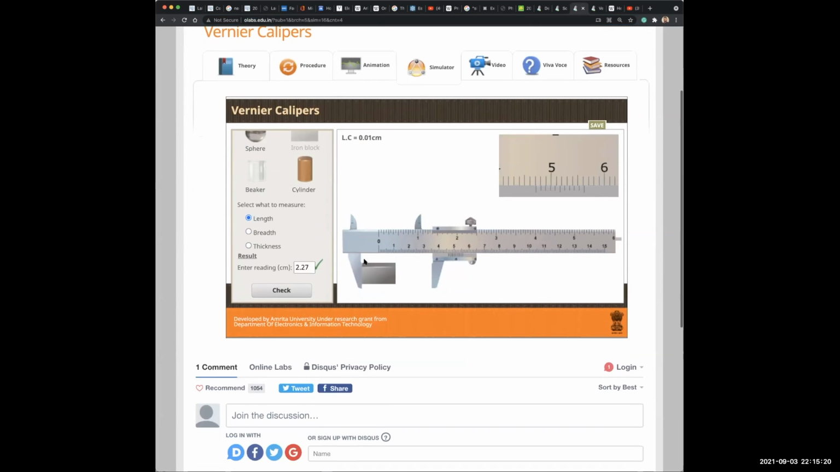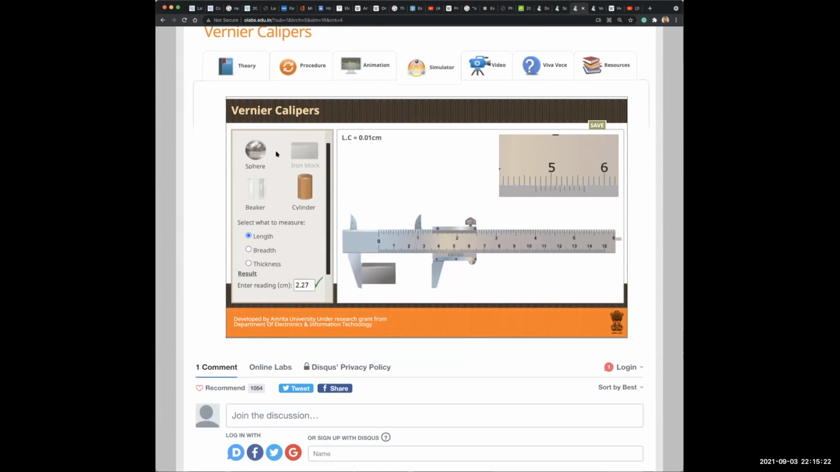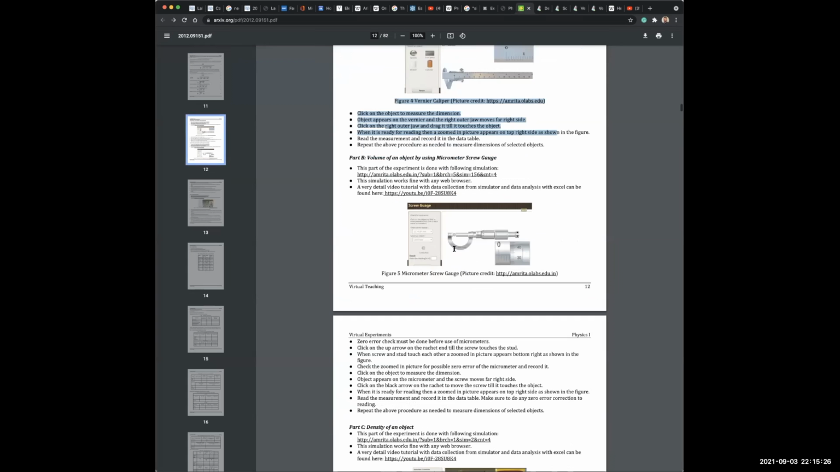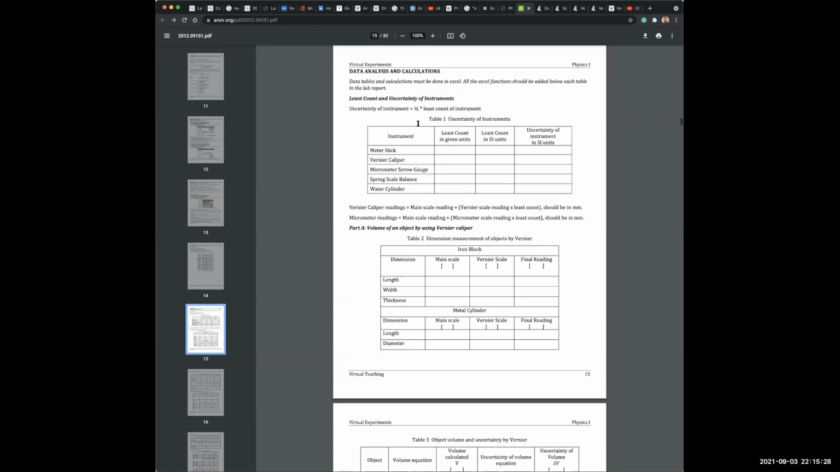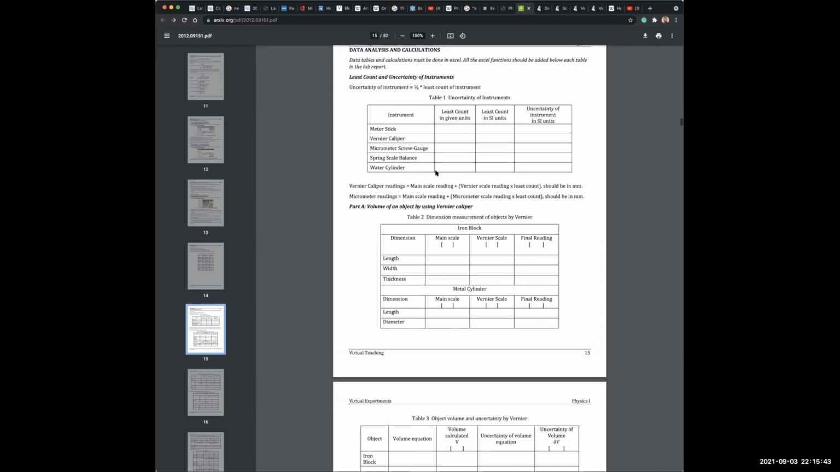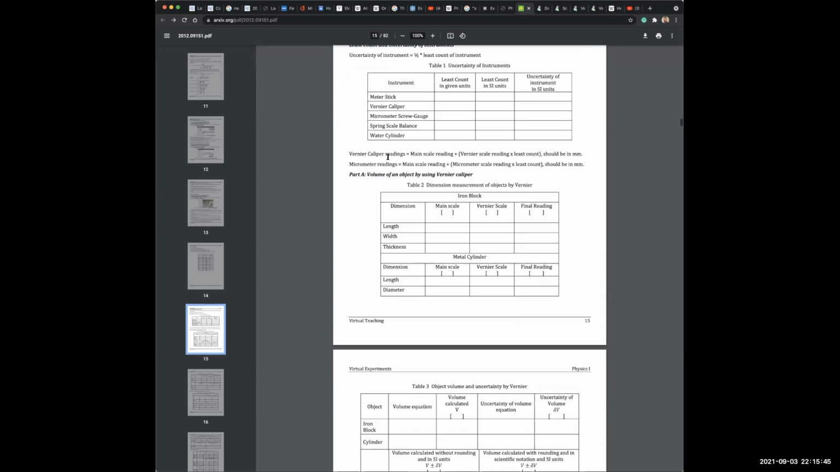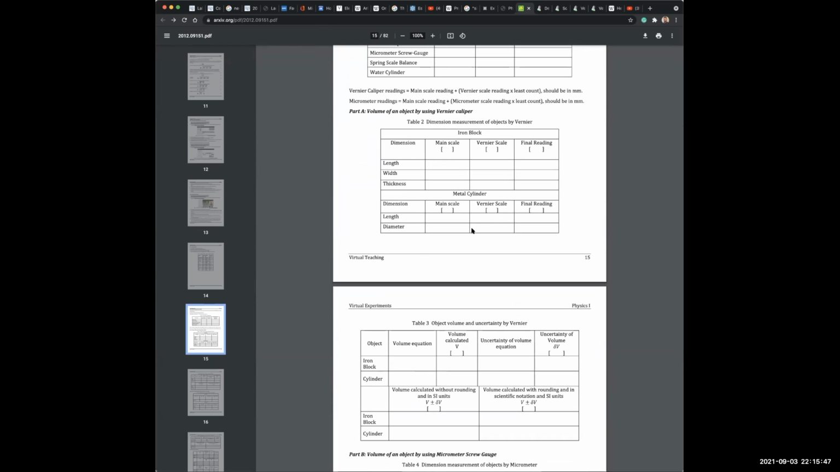So what I want you guys to do is measure the size. We're going to fill out the table right here. First, you're going to fill out this table about what's the uncertainty in all of these things. Like, least count means what's the smallest tick mark you can have. And you're going to fill all this out like this.